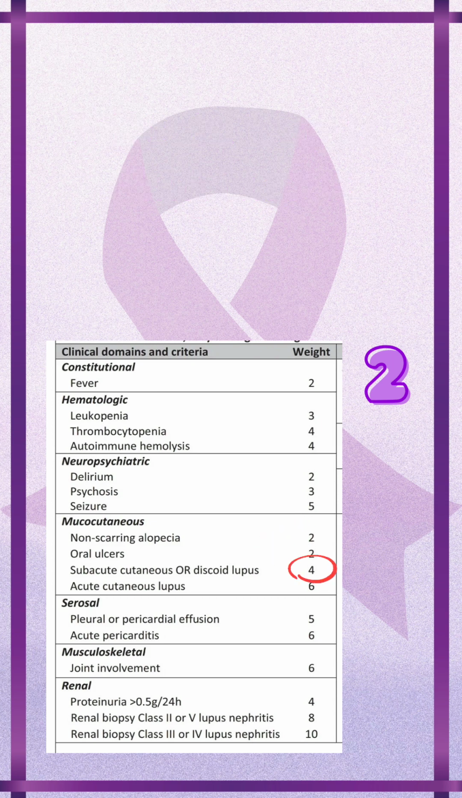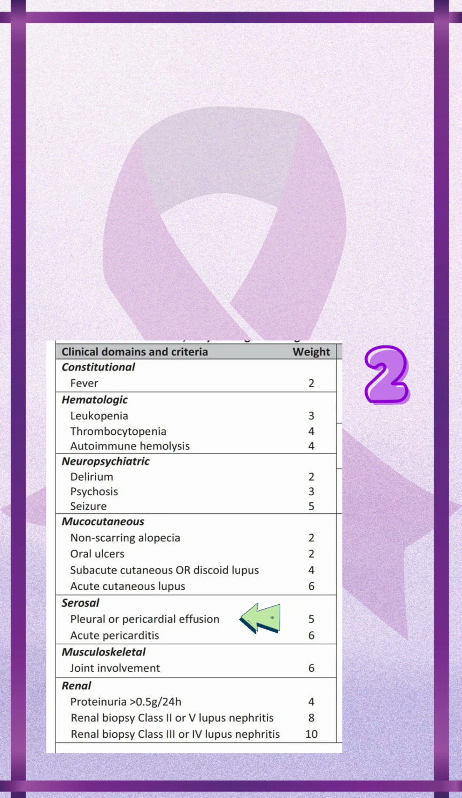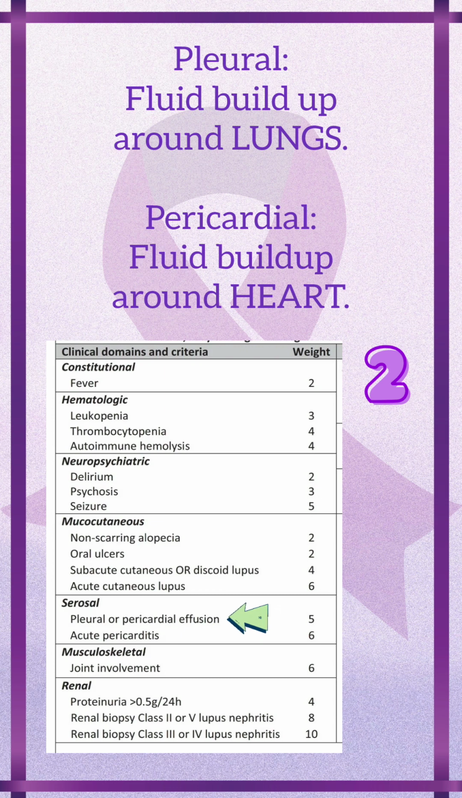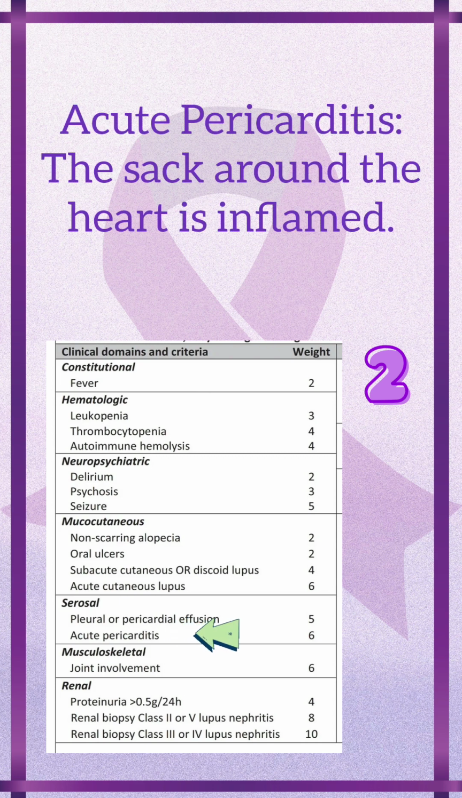Next up we have the serosal domain, which refers to the outer lining of an organ or the body, consisting of, first of all, the pleural and pericardial tests. Pleural being the fluid buildup around the lungs, then the pericardial being fluid buildup around the heart. So one's the lungs, one's heart. This would score you 5 points. Second of all is the acute pericarditis, meaning the sac around the heart is inflamed. If this is tested positive, this would score you 6 points.